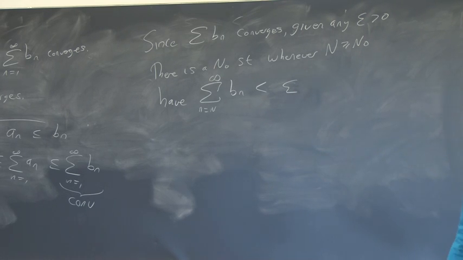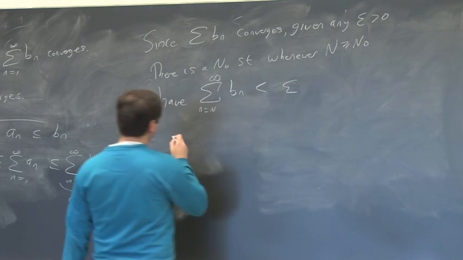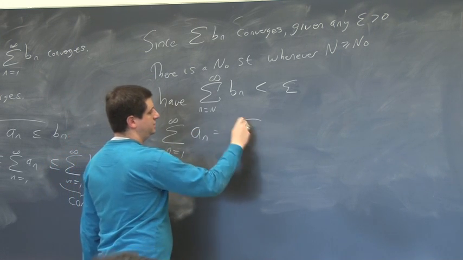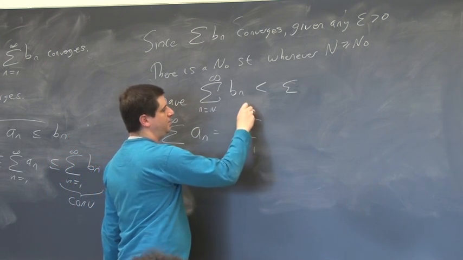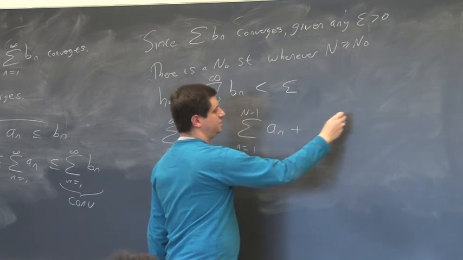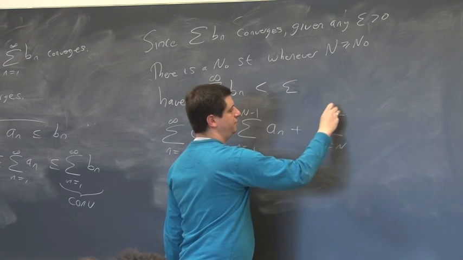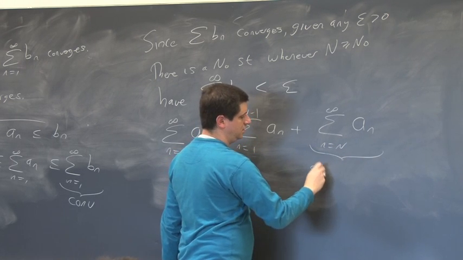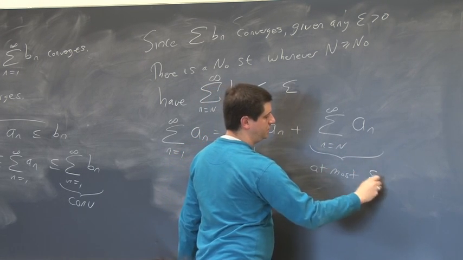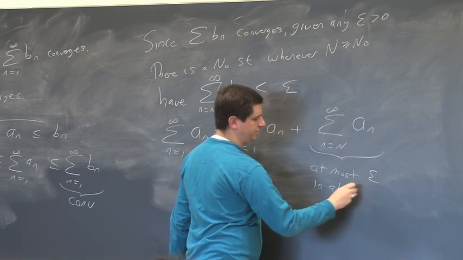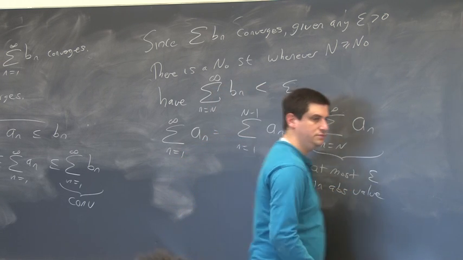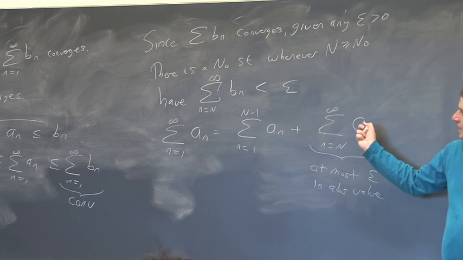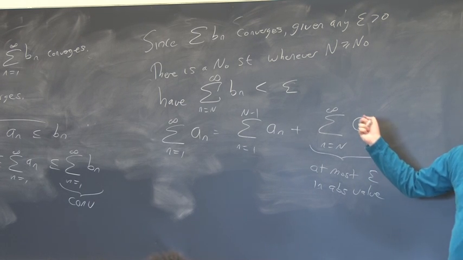How does this help us? Well, the sum, n goes from 1 to infinity of an, is the sum, n goes from 1 to n0 minus 1 of an, plus the sum, n goes from n0 to infinity of an. And this is, at most, epsilon in absolute value. So why is this at most epsilon in absolute value? Well, each an is at most bn in absolute value.